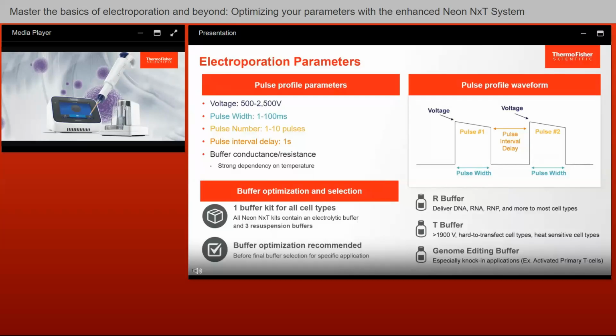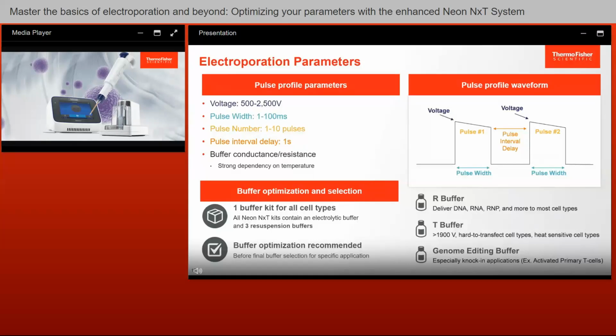Aside from optimizing the electroporation profile and electric pulses, selecting the right electroporation buffer for your specific application is crucial. The Neon NxT kit contains one electrolytic buffer that can be used for all applications and 3 different resuspension buffers that you can choose from to optimize for different applications. Our buffer is optimized for efficient and gentle electroporation of mammalian cells and is ideal for transfecting a wide range of cell types, including primary cells and stem cells.